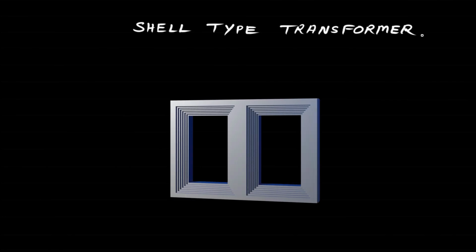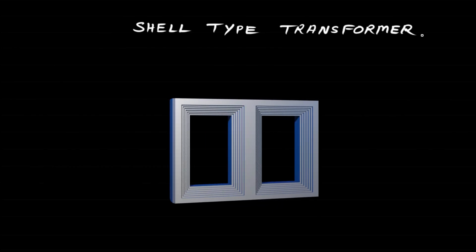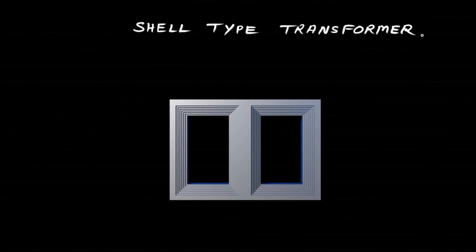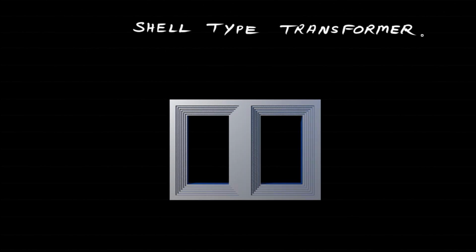Now, let's explore the shell-type transformer, a design where the roles are reversed. The core surrounds the windings. In a shell-type transformer, the magnetic core forms a shell around the windings. Imagine a central limb flanked by two outer limbs, creating an E-shaped or figure-8 cross-section. The windings are placed only on the central limb, while the outer limbs simply provide return paths for the magnetic flux. The core literally wraps around the windings, providing a low reluctance path on both sides. This creates excellent magnetic shielding and reduces stray magnetic fields.